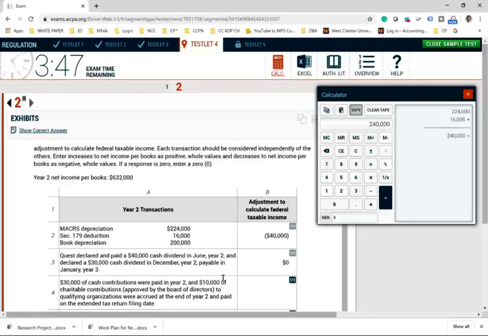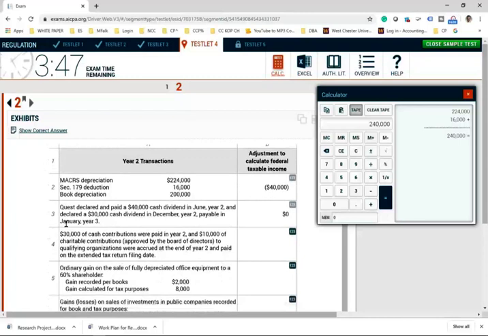Now, this adjustment will be on Schedule M2. If I have to guess, and this is just a guess from my end, most likely you will not see a simulation about Schedule M2, but that's a guess from my end. Don't take my word for it. So dividend is not on Schedule M1.